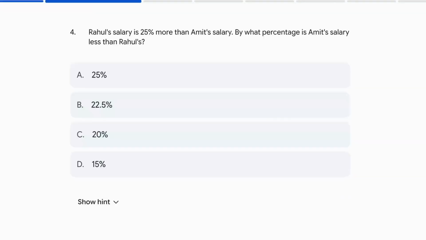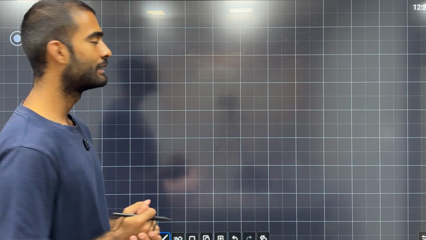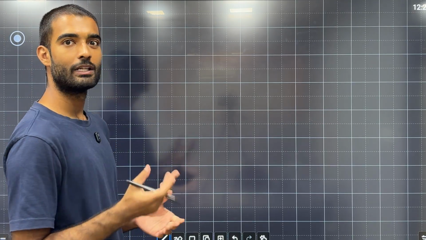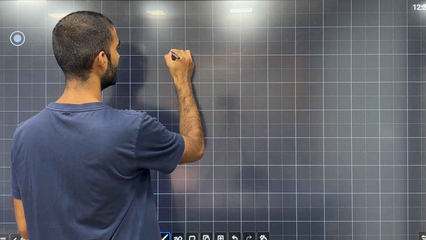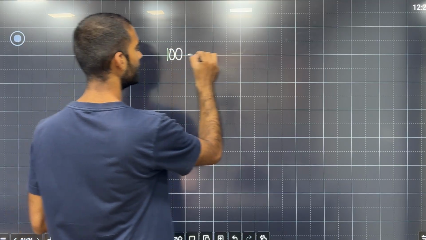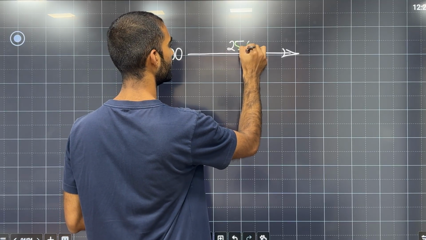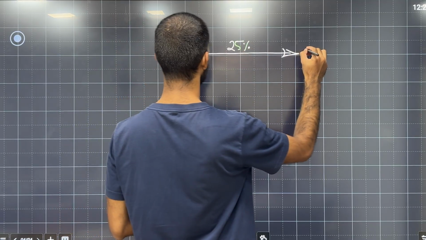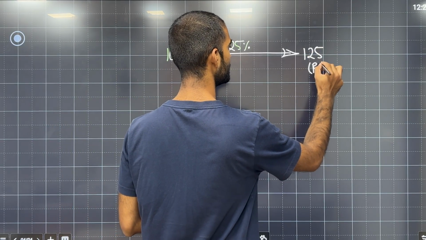Rahul's salary is 25% more than Amit's salary. By what percentage is Amit's salary less than Rahul's? So this is a problem that is really famous and actually troubled me when I first encountered this in grade 8. So someone's salary is 25% more than the other person. So let's say his salary is 100 and 25% more than that is 125. So this is Rahul and this is Amit.